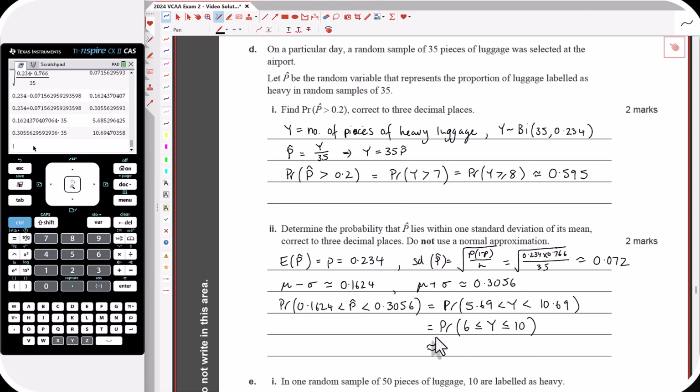So now we can do our binomial CDF, menu 55B, N is 35, probability of success 0.234, lower bound is 6, and upper bound is 10. Okay, so that is, what accuracy do we want? 3 decimal places, 0.684.